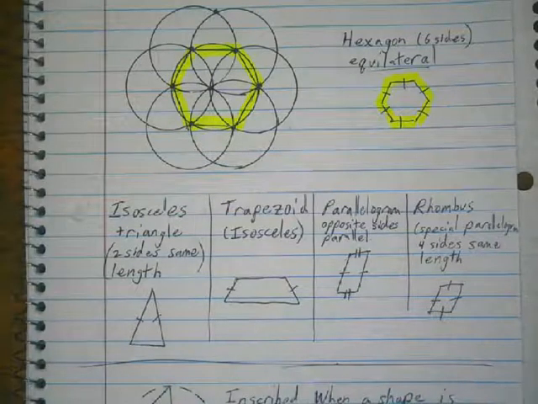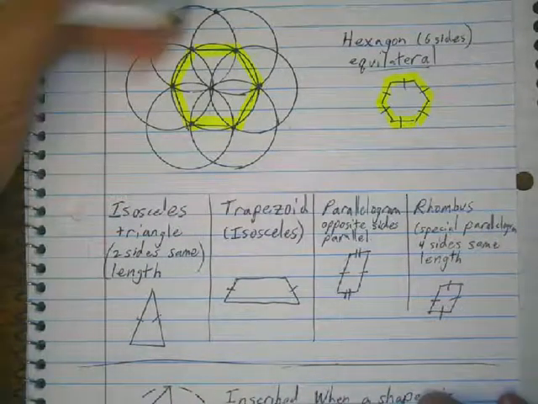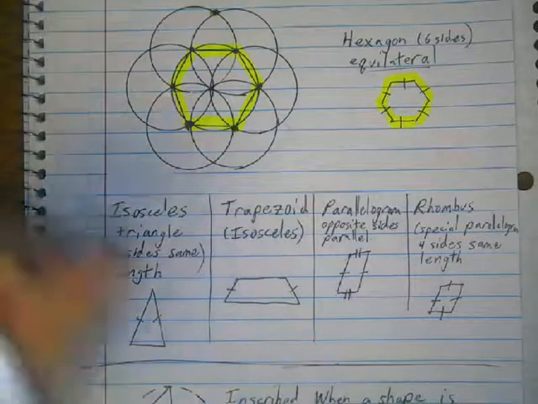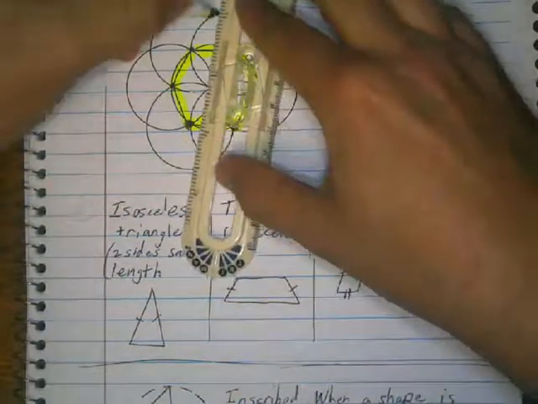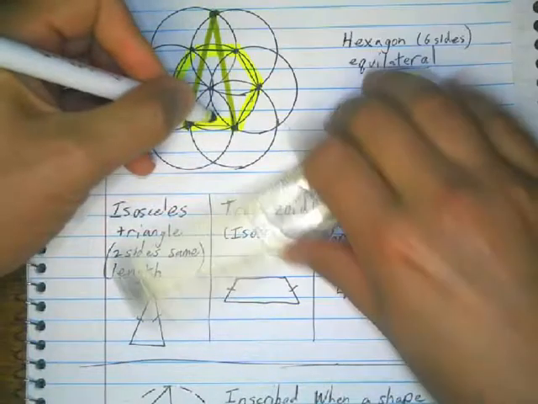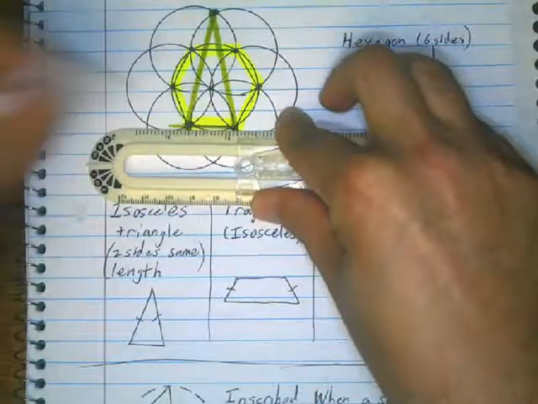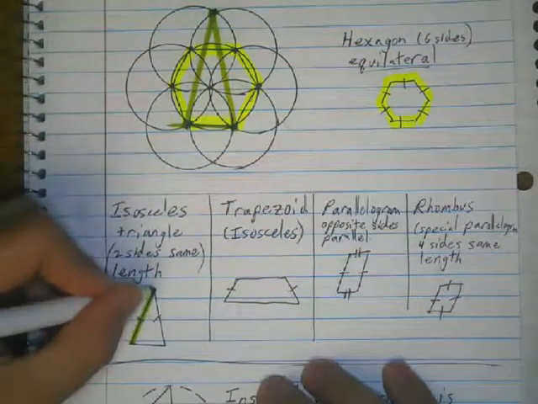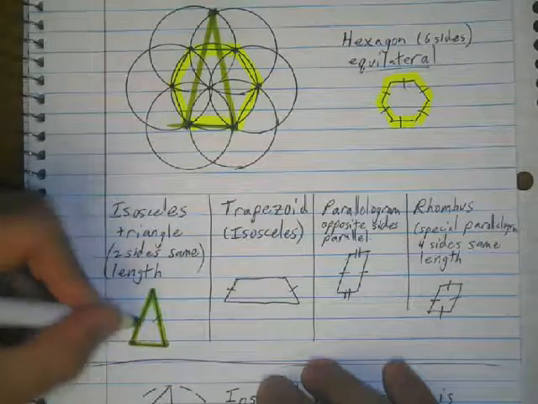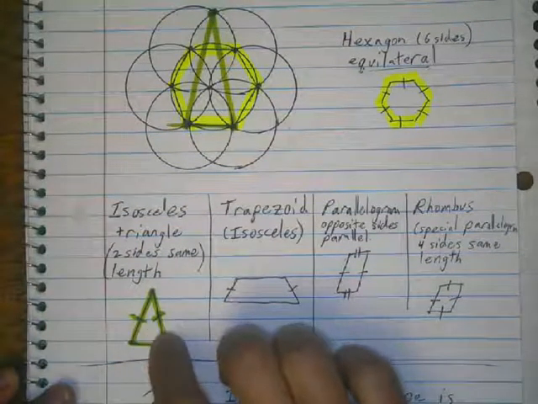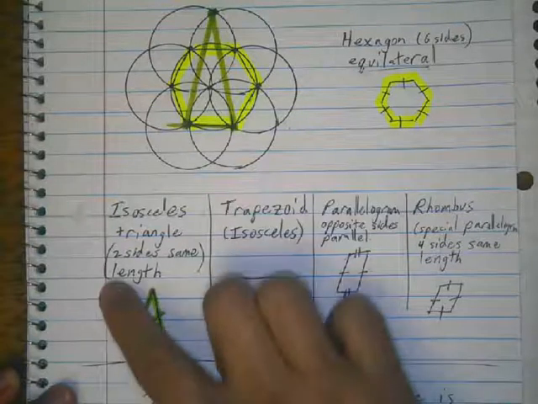Okay, there's some other shapes that we can see here. I can make an isosceles triangle. If I go connect 3 dots here, so here I have an isosceles triangle. Now, one thing to denote that it's isosceles is that I could put a mark on 2 sides, which means 2 sides have the same length.